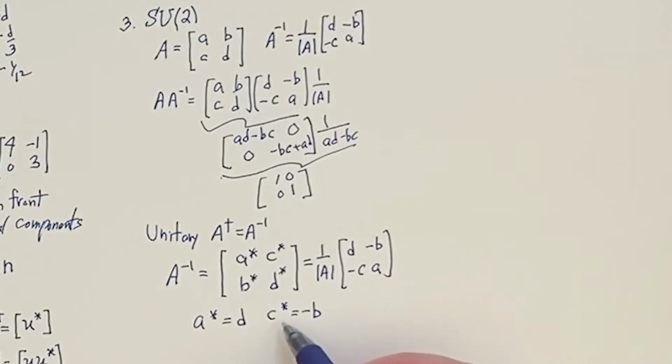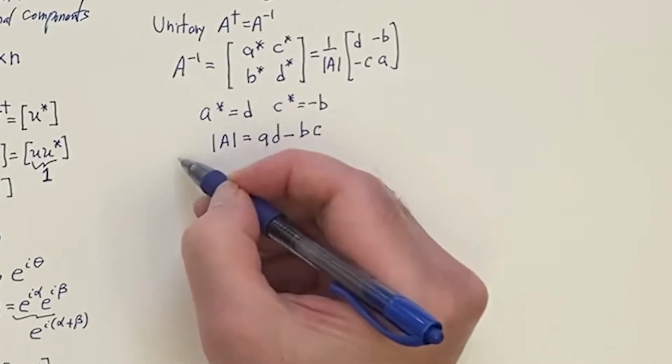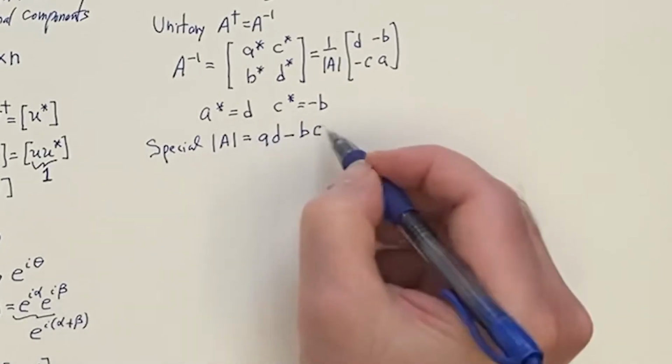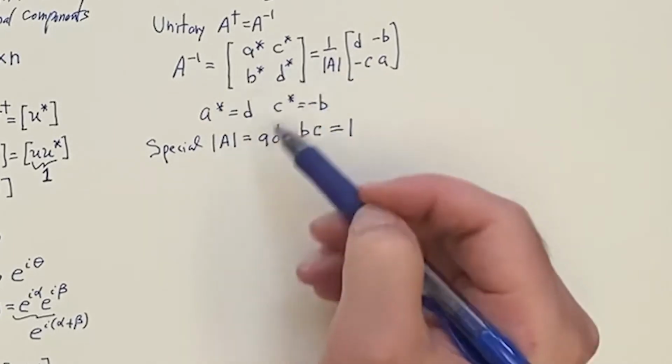That's, well, we don't really need that one, since if we star this, we would get C back, and if we star that, we would get B star. So it's kind of redundant. We've got these. And then the determinant is AD minus BC, and now remember, if you want the special case, so it's not just unitary but special, the determinant has to be 1. So for unitary, you have to have this condition above, and then for special, you have this.